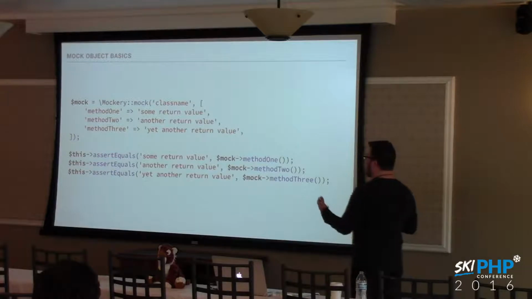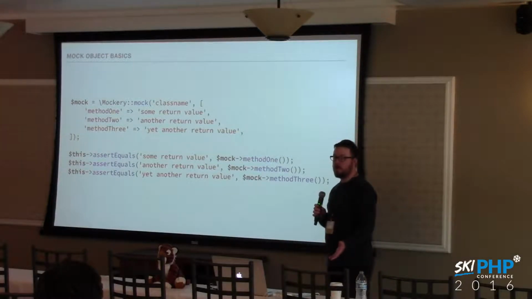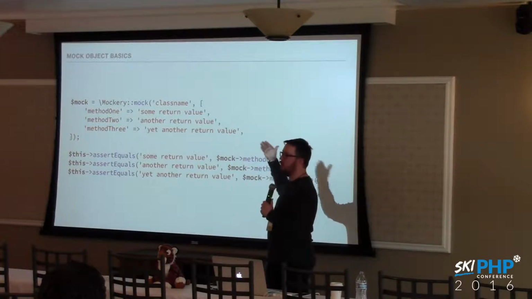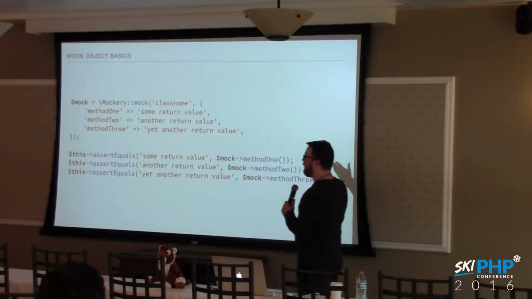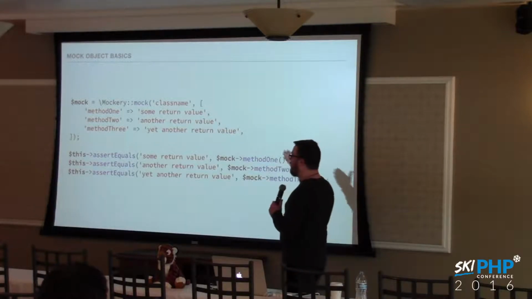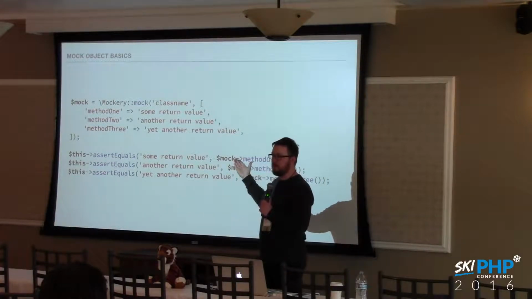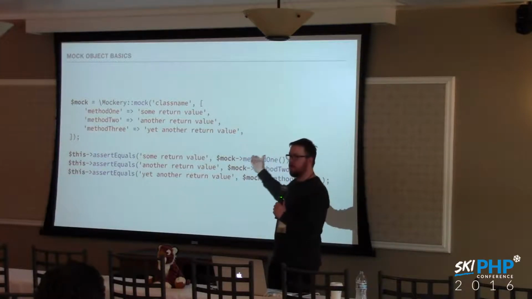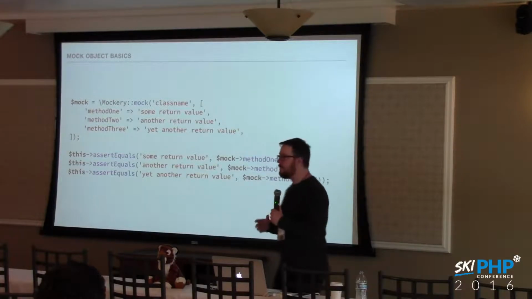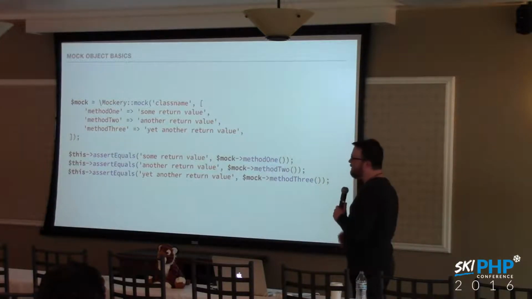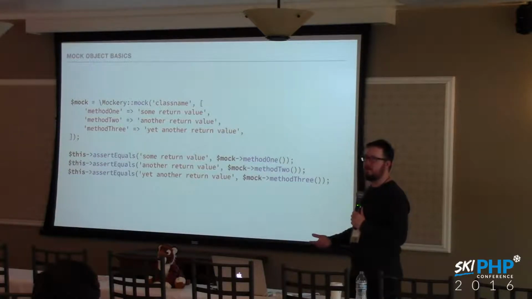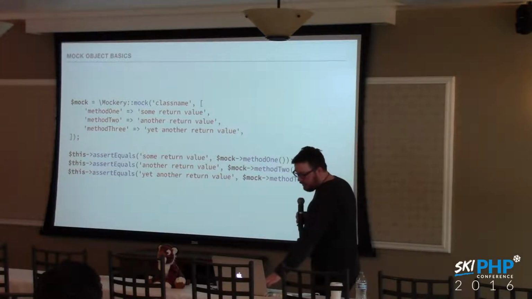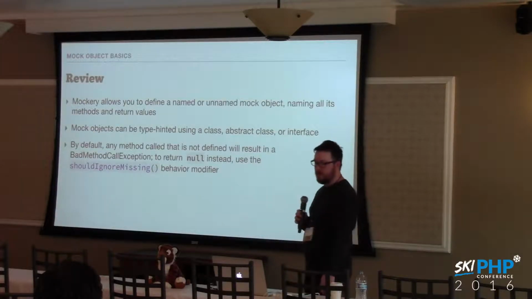So the basic form of mocking with Mockery looks like this. We either give it a name or a fully qualified class name, or we can leave it empty and have an unnamed mock. We pass it an array of key value pairs. And the key, as I said earlier, is the method to call. The value is the value to return. This is, in general, the simplest pattern you'll follow. This is what you'll probably need for a lot of stuff when you're mocking things. And it's quite succinct. However, I'm jumping ahead of myself.